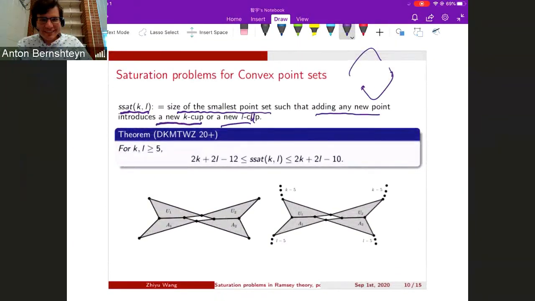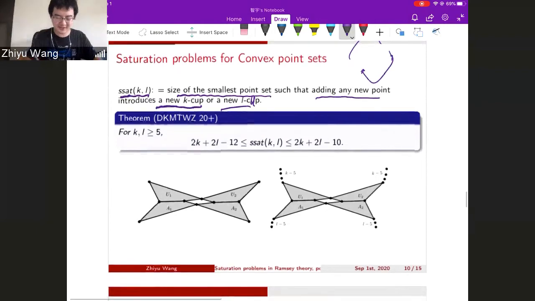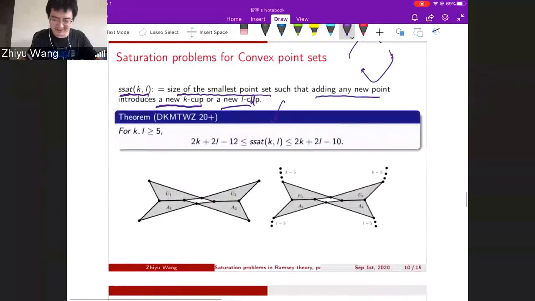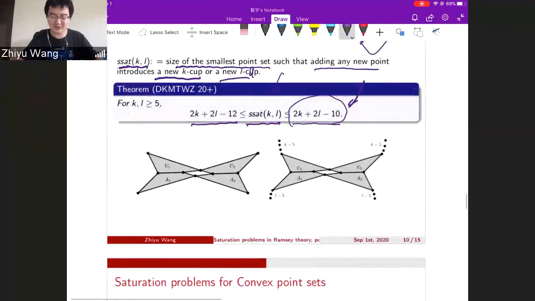So this still has this Ramsey flavor. What we proved is that, okay, we still have this little gap, but essentially the semi-saturation number for k, l is between 2k plus 2l minus 10 and 2k plus 2l minus 12. The upper bound is much easier; the lower bound is usually more technical. So let's look at where this 2k plus 2l minus 10 comes from.